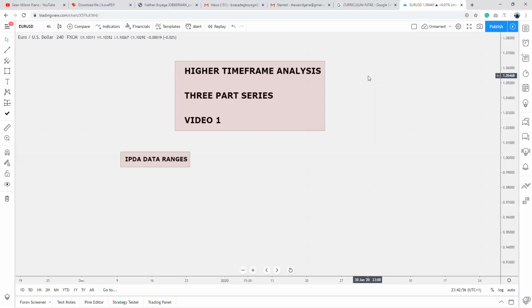Basically, these kinds of trends are driven purely by fundamentals, okay? Fundamentals in the sense of interest rates. So what actually drives price on a macro level is interest rates. The higher the interest rate, the higher the currency price, because price always wants to seek yield.